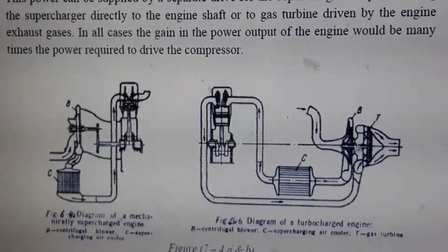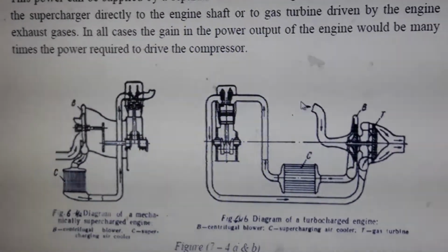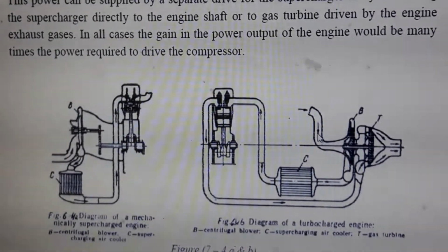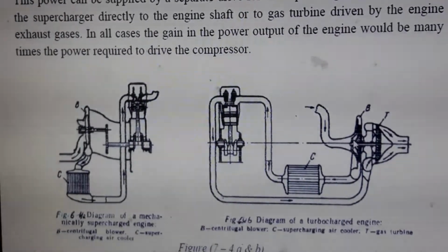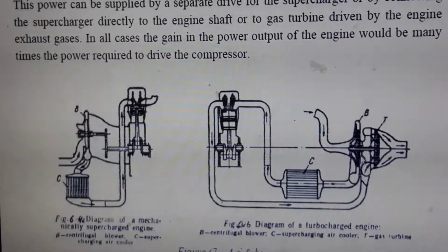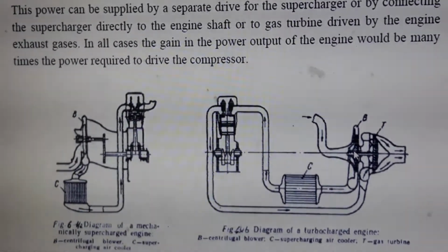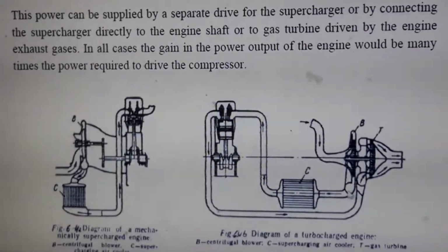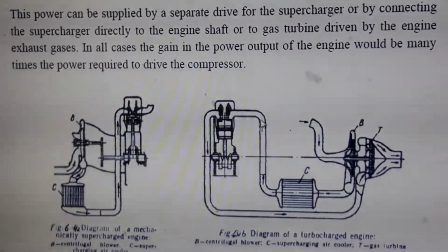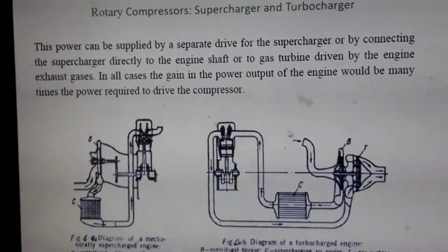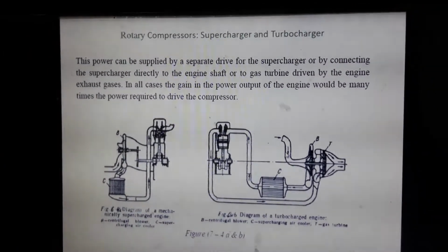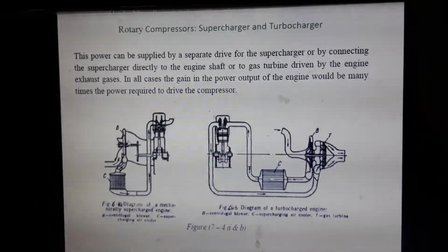It will take the air from environment, so the inlet of air to the compressor. Again that compressed air is entrapped, or it is compressed inside this vane of the compressor, and that compressed air is sent to the engine through this inlet, again through the intercooler. So this is the arrangement of turbocharger, and this is the arrangement of supercharger.